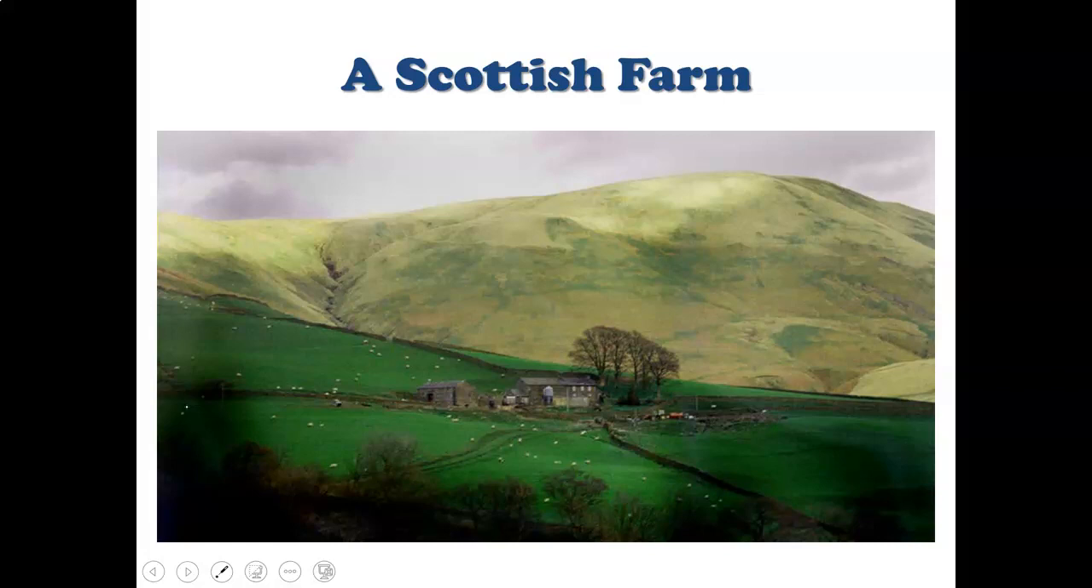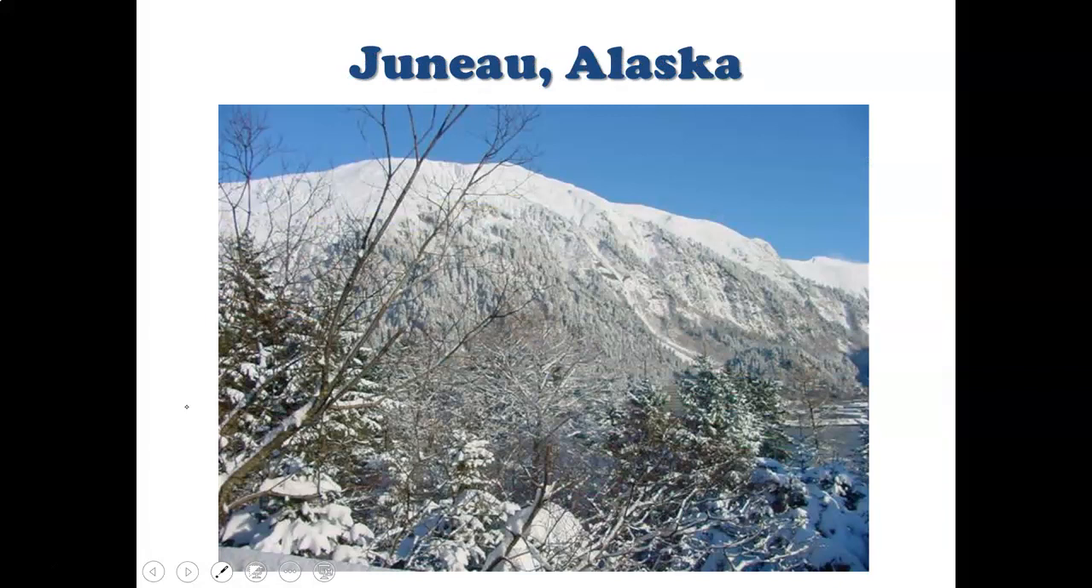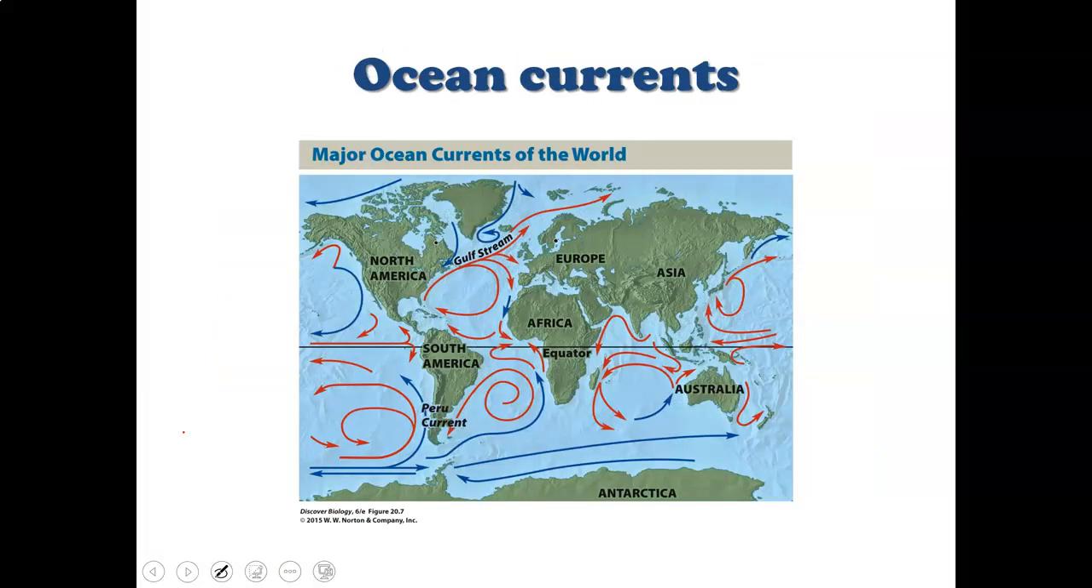All right. So why is this important? Because this impacts climate. Right? This is Scotland. Nice place. That's Alaska. Nice place, but you wouldn't want to farm there, right? So why is it that you can farm in one place and not the other? When, if you look, Scotland and Juneau, Alaska are roughly on the same latitude. So why is Scotland so much warmer than Juneau is? It's because of this movement of water.